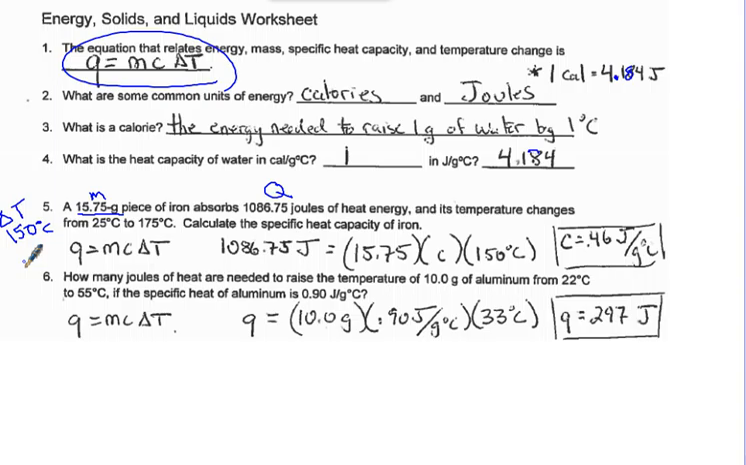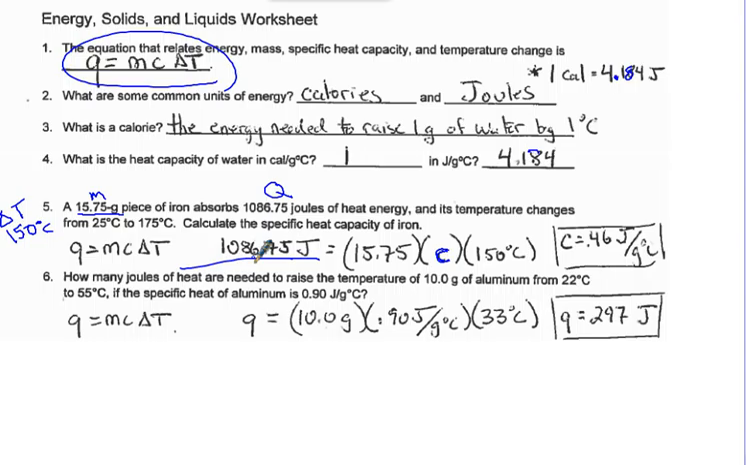Calculate the heat capacity. So we plug the numbers in. Q, M, don't know C, delta T. So we need to do the math. Multiply 15 times 150, and then we divide those into 1086, and we get the heat capacity. This is a small heat capacity, which makes sense since it's a metal. That's less than 1. It's just a small heat capacity.